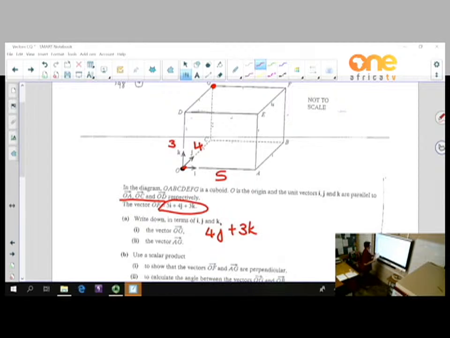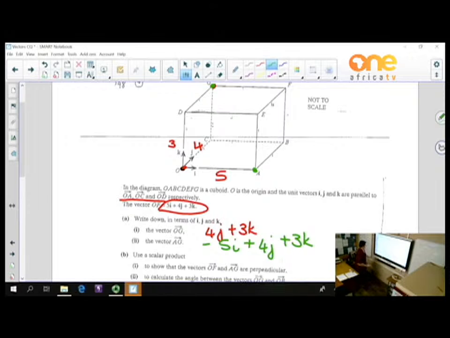Then the next one, AG. Now, AG means I'm going to start here at A, and I'm going to end there at G. This is how I want to move. So what is my I movement? 5, but I change direction, and it will be negative 5I. The J is still plus 4J, and I'm going up, so it will be plus 3K. So that is your vector AG.